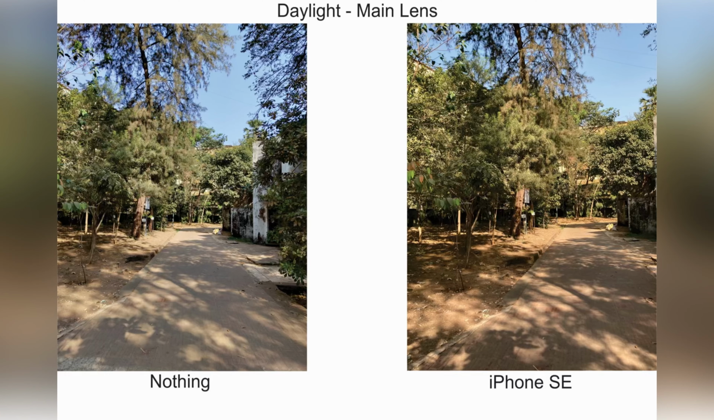So if I talk about the first shot, which has been taken by the main lens in the daylight, the color accuracy on both is not exactly what it was. It was somewhere in between. Nothing is more on the cooler side, iPhone is more on the warmer side. Details, I think equally, it's pretty comparable on both. But Nothing, given the hardware it has of 50 megapixel, I was expecting more details after so many updates. So again, there's a downside over there.